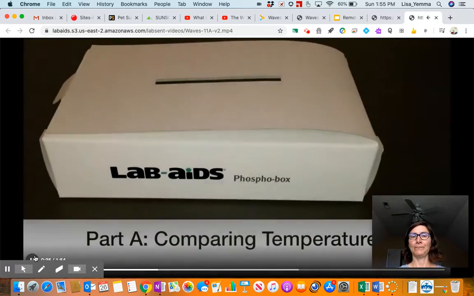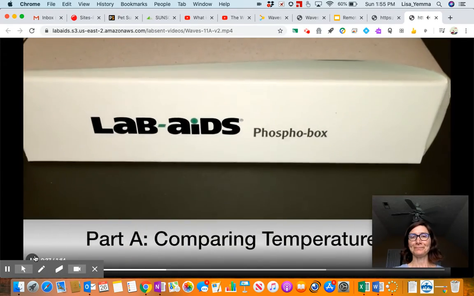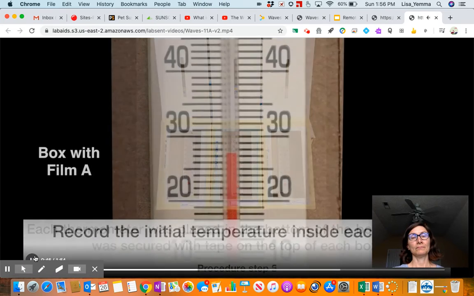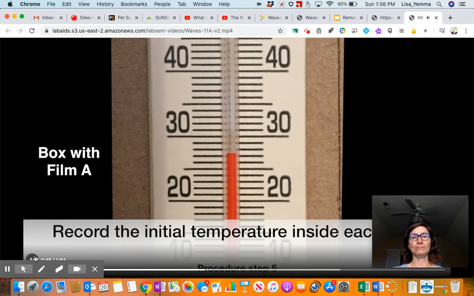Selective transmission. Part A, comparing temperatures. Each thermometer was placed in the bottom of the box and a film was secured with tape on the top of each box. Record the initial temperature inside each box.